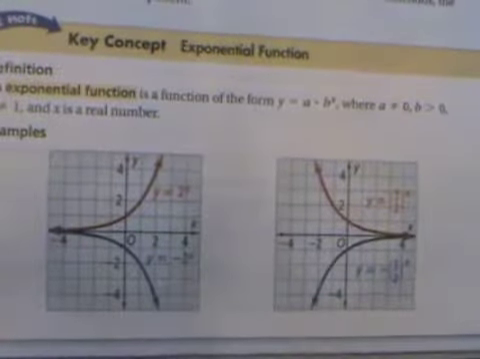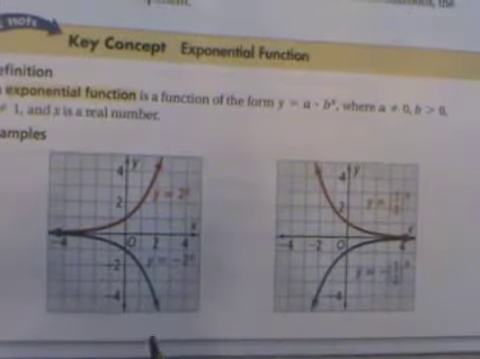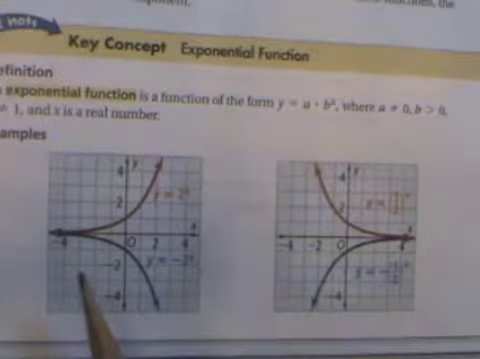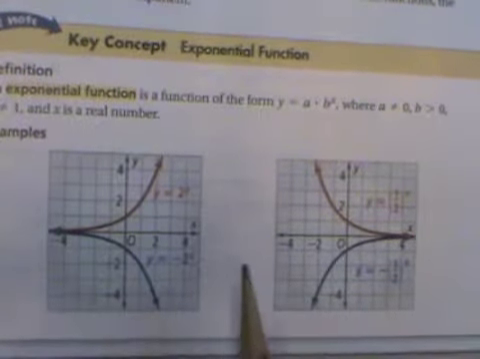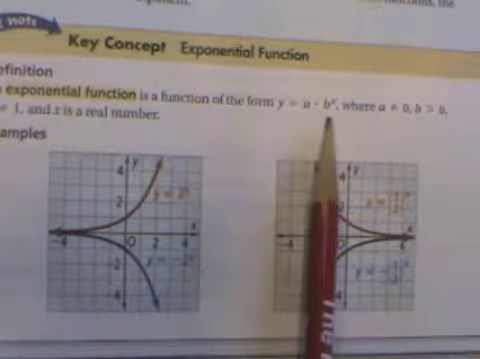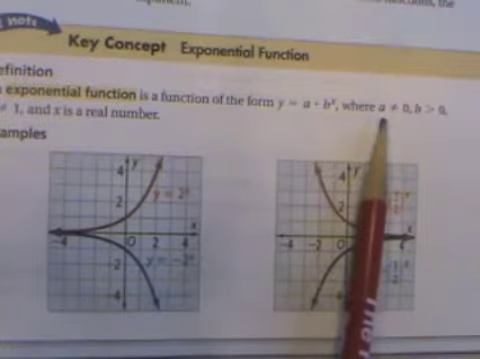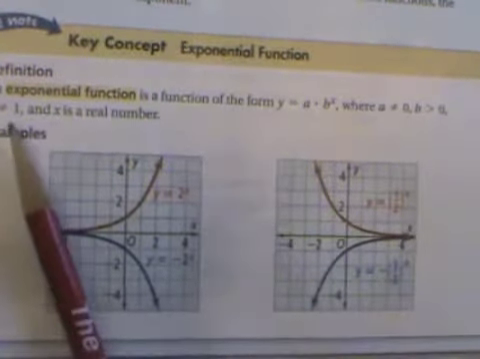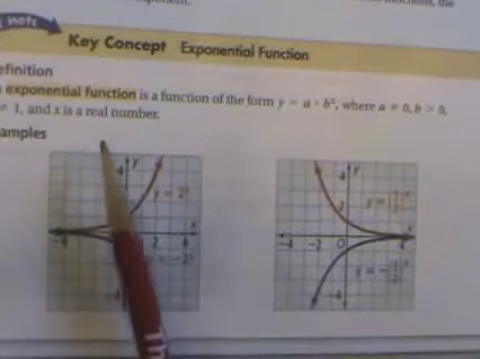So this is the box on page 447 in your books, and it's giving you 4 different examples of exponential functions. All 4 of these functions fit this format: y equals a times b to the x, a is never equal to 0, b is always positive, b is never 1, and x is a real number.